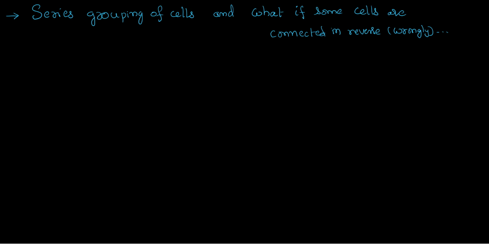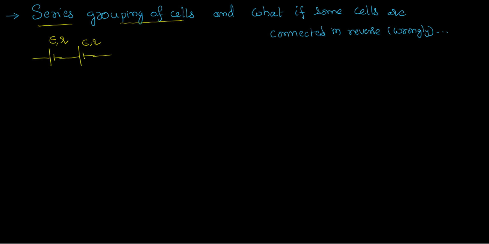Here in this video, we would like to talk about series grouping of cells. A cell is a kind of source which generates a certain EMF. This is a cell having some EMF E. But each cell also will have some internal resistance. Only ideal cells will have that value 0, but we assume that these cells have some internal resistance. If I connect another identical cell like this, this kind of connection is called a series connection.